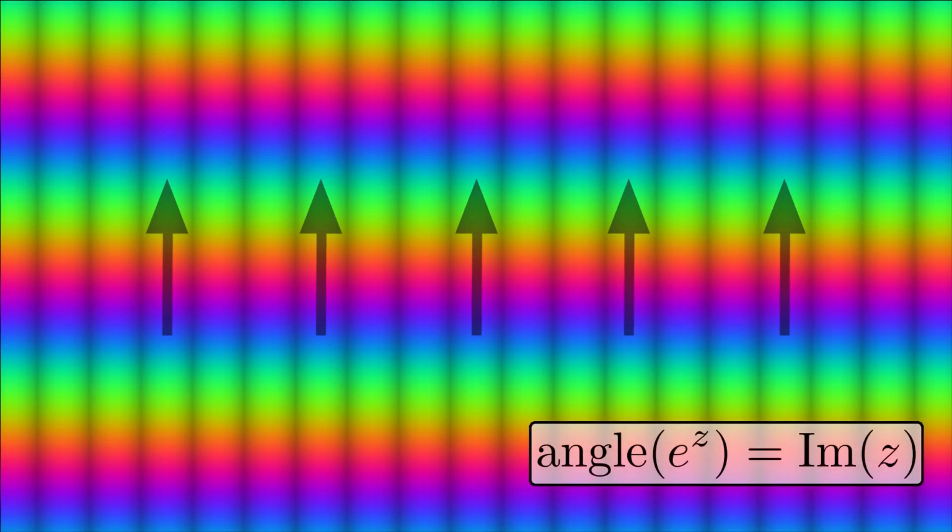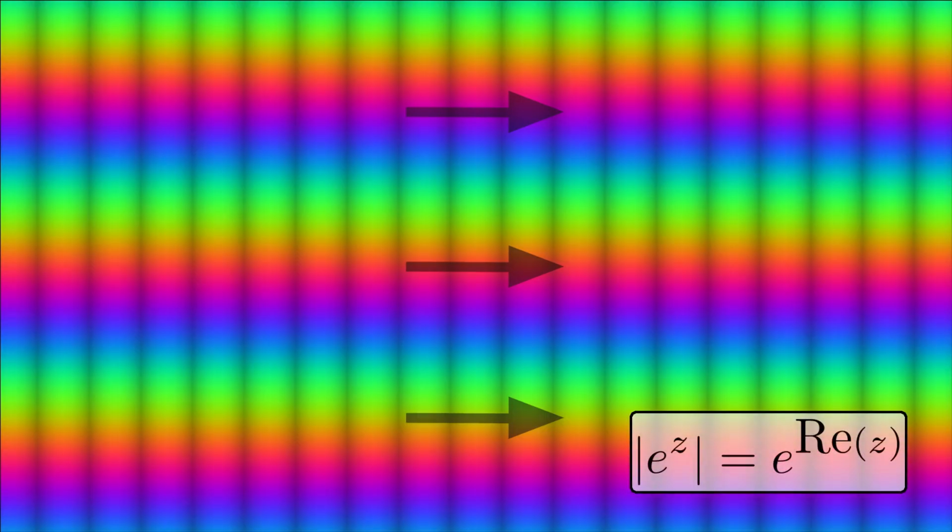Another interesting example is the exponential function. The angle here repeats periodically if we move up. This is because the angle of exponential of z is just the imaginary part of z. So moving along the imaginary axis is like moving around a circle. Walking along the real axis, on the other hand, we see equally spaced contour lines. This is because the absolute value of exponential of z is the exponential of the real part of z, and I'm using a log scale for the contours.